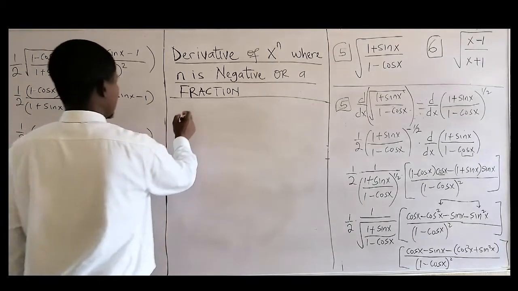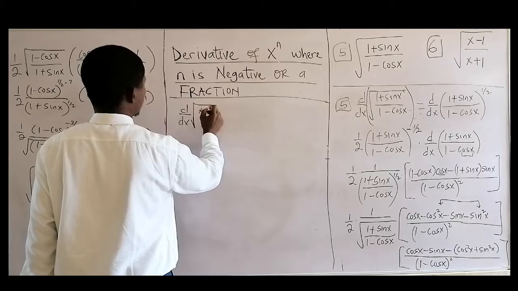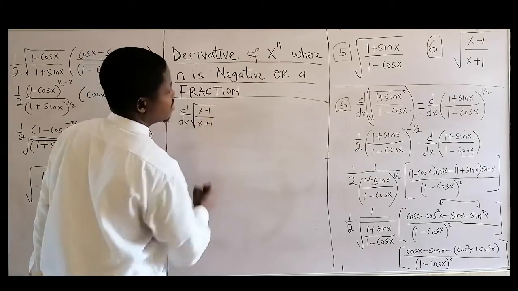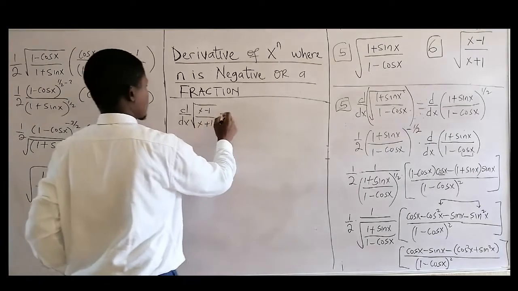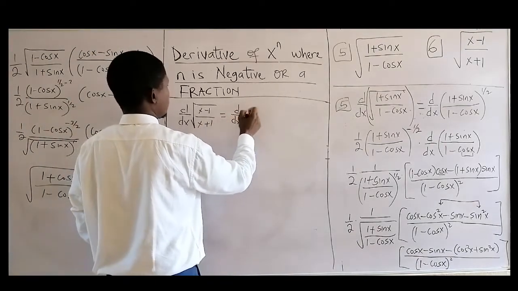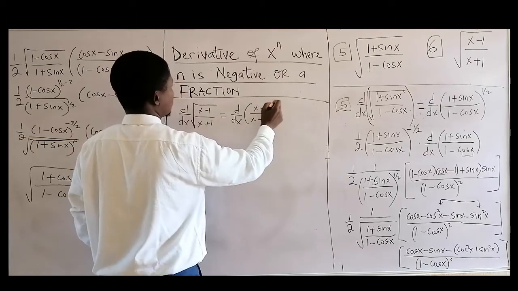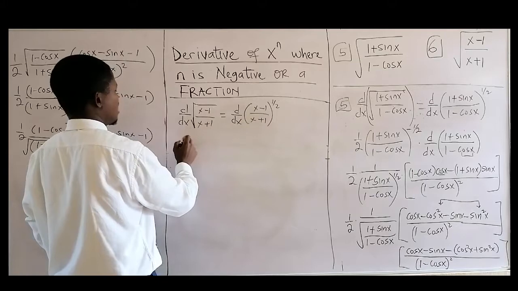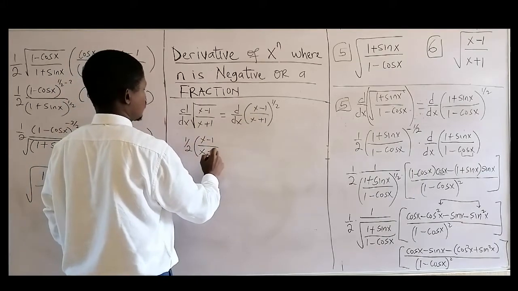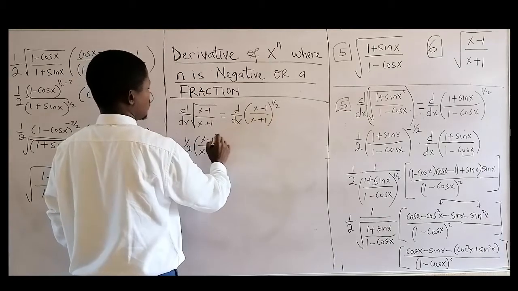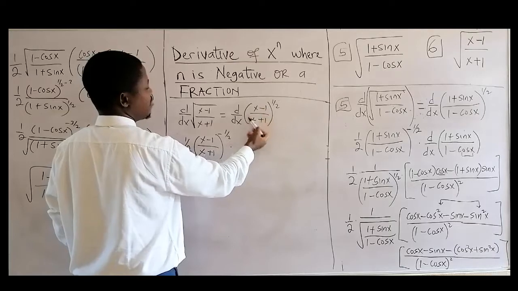We have d dx of square root of x minus 1 over x plus 1. So that's the question. I want to differentiate that with respect to x. So this will be equal to d dx of x minus 1 over x plus 1 power half. Which will be equal to half into bracket x minus 1 over x plus 1, then half minus 1, minus half, and then times the derivative of the base.